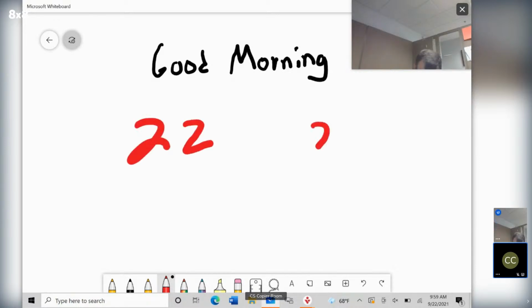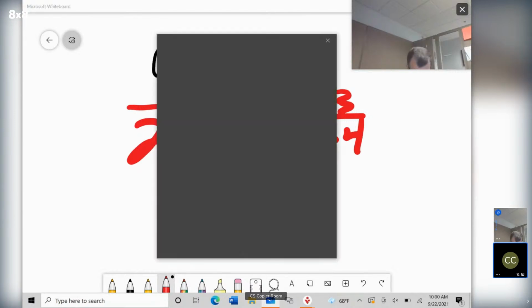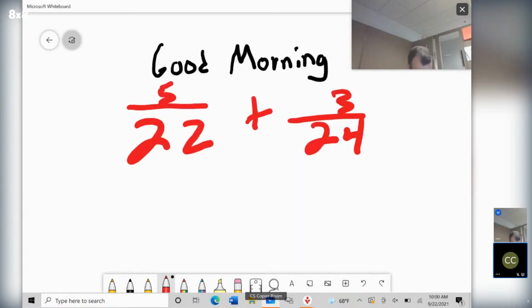22 and 24, and let's just say there's a 5 and a 3, and we're trying to add these. Okay, what we're going to need to do is, and I showed you this yesterday, we have to find a number that both 22 and 24 go into. Okay, so what we're going to do is break these down using prime factors.